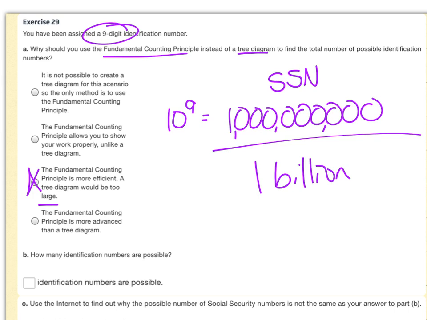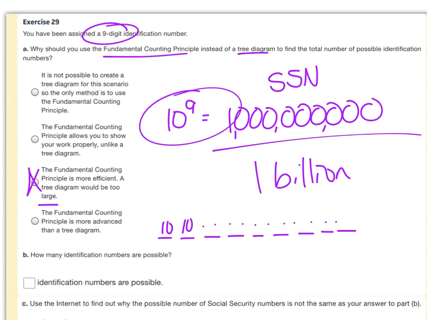We've already answered part B, 10, right? I've got 9 choices, 4, 5, 6, 7, 8, 9. They're all 10s, so I'll save you the time. We already did 10 to the 9th, and that's 1 billion. That's a 1 followed by 9 zeros, that's 1 billion.